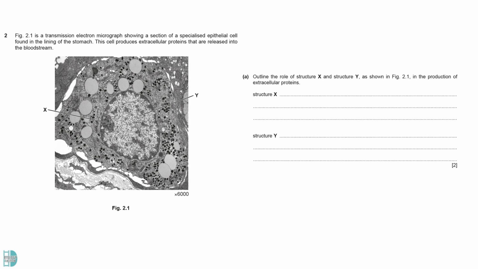In question 2, we have an electron micrograph of an epithelial cell. A. Outline the role of structure X and structure Y in the production of extracellular proteins. Notice that the role you outline must be related to the production of proteins, so not all functions of the structures are accepted. X is a darker circular structure inside the nucleus, the nucleolus.